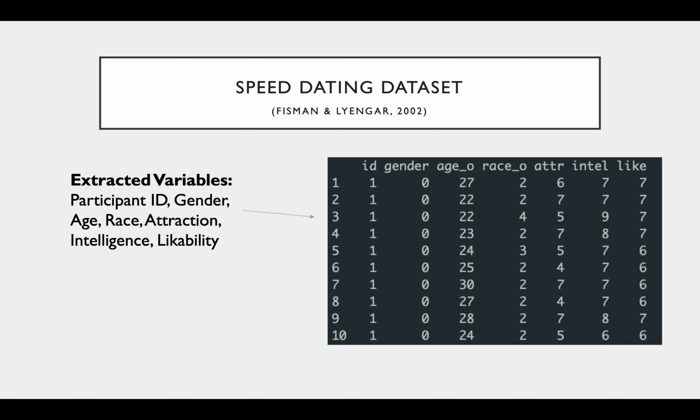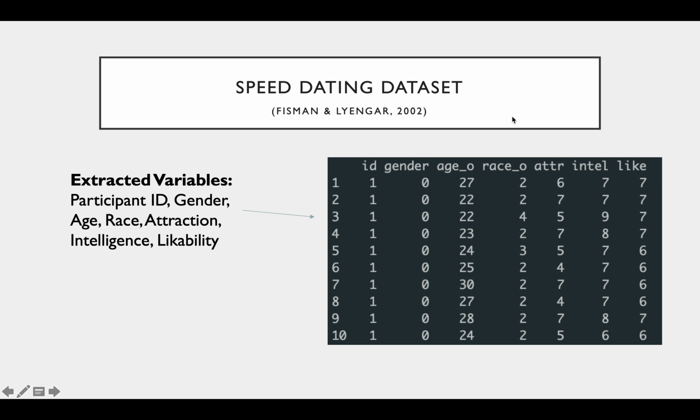So I decided to use a data set involving speed dating. This data set was pretty large, and I decided to use extracted variables of interest such as participant ID, which is given to each subject, gender, age, race, attraction, intelligence scores, and likability.